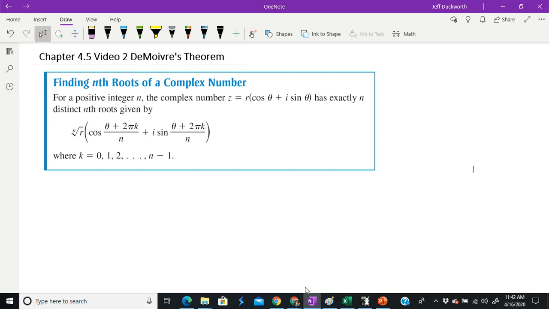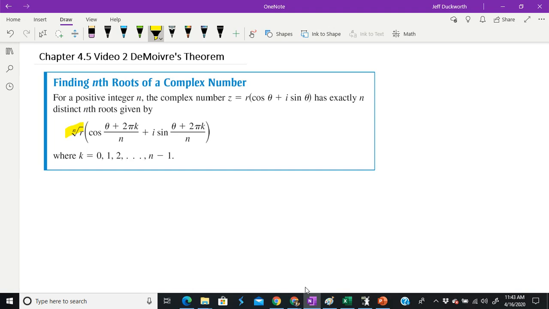So if you're taking any complex number to the 1 over nth power, well, again, the r does what you think it would do, because you're taking the nth root of the entire thing. So you take the nth root of r, and then as the n, which was a positive integer, was multiplied by the angle, 1 over n is going to be multiplied by the angle as well.